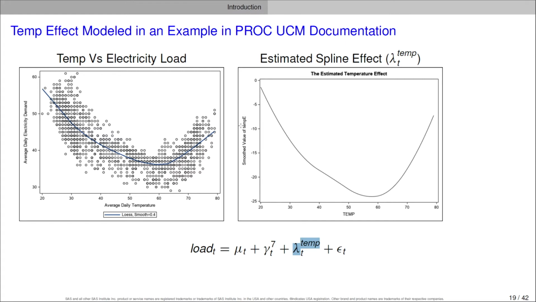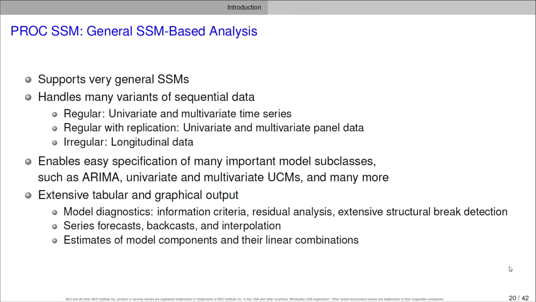The rest of the tutorial illustrates the capabilities of the SSM procedure. PROC SSM is designed for general state space modeling. Unlike PROC UCM, which is designed for univariate time series modeling, PROC SSM can handle very general types of sequential data. For example, with PROC SSM, you can analyze univariate and multivariate time series, panels of univariate and multivariate time series, and univariate and multivariate longitudinal data.